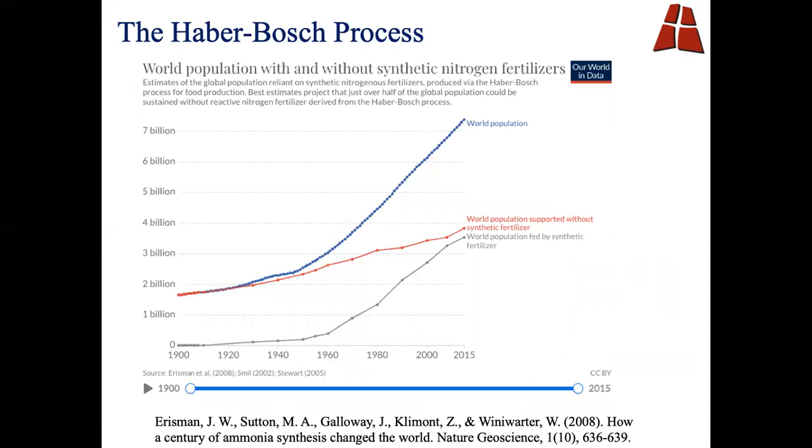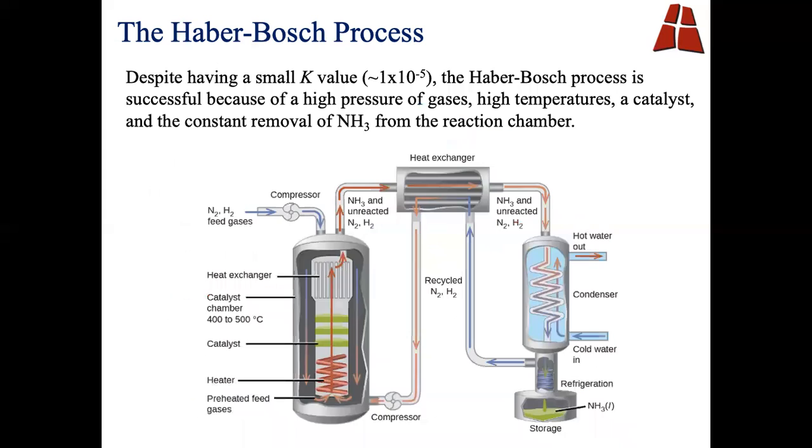Here's another graphic from it. So basically, if we were not able to make this synthetic fertilizer, we would only be able to get to about 3.5 billion people. But as you can see, the blue line is our actual world population. So just one of the ways in which chemistry is really sustaining modern life.